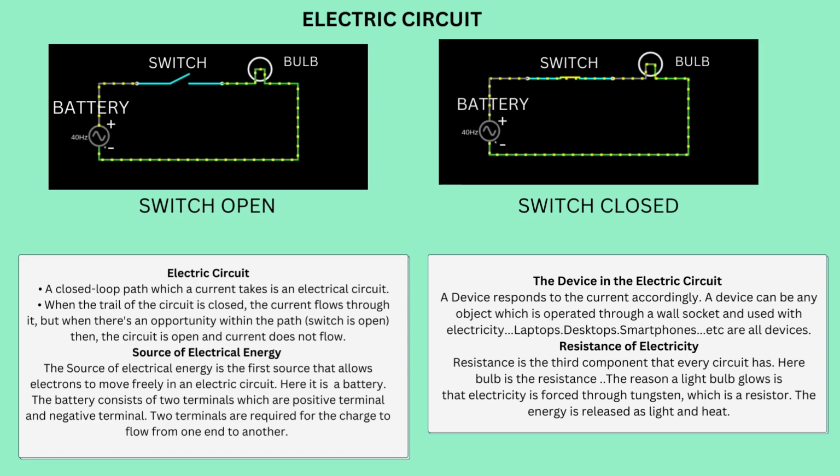Resistance of electricity. Resistance is the third component that every circuit has. Here bulb is the resistance. The reason a light bulb glows is that electricity is forced through tungsten, which is a resistor. The energy is released as light and heat.